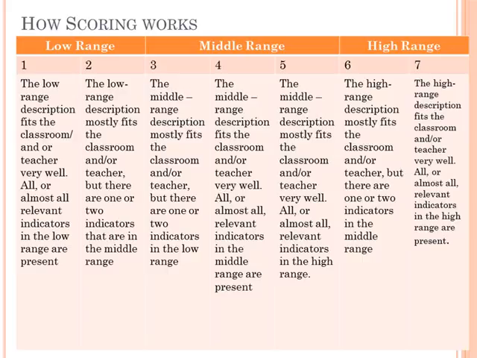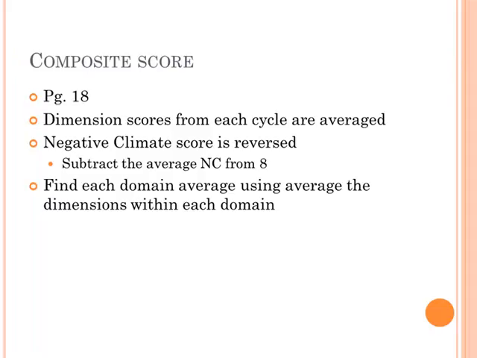So this is how scoring works. So again, each of the dimensions, each of the indicators are scored 1 to 7. And these are, the low range is 1 or 2, the middle range is 3 to 5, the high ranges are 6 to 7s. Dimension scores for each cycles are averaged. Okay, so if you do that dimension more than once, you average the score. So for one 20-minute cycle, they got a 5, one 20-minute cycle, they got a 4, one 20-minute cycle, they got a 6. Average, add them together, divide them by 3. And that's the score they have on that dimension.